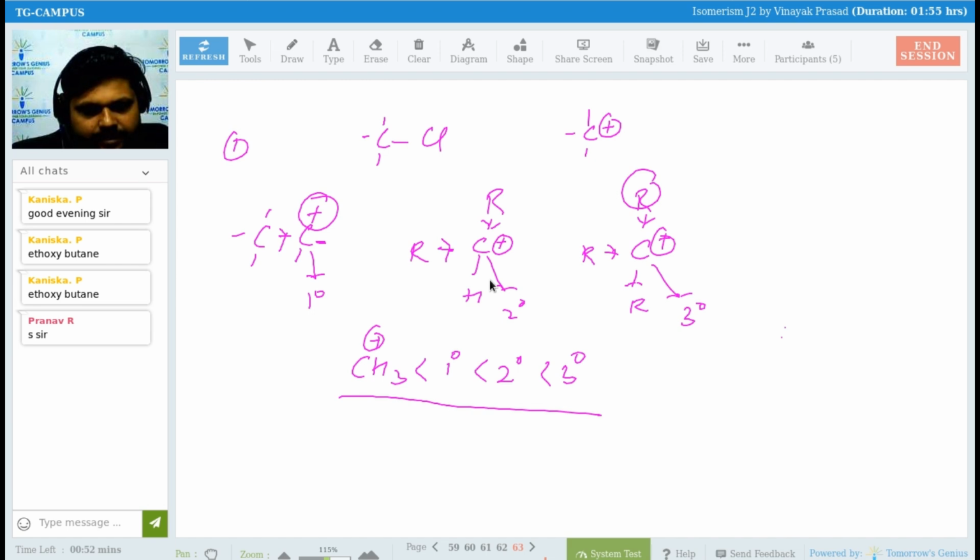So we have seen the carbocation, right? Now, the same case, if I will be asking about the carbanion, then what will happen? What will happen in case of carbanion and free radical? Wait for a second, I am just telling you what will be in case of carbocation and carbanion and free radical.